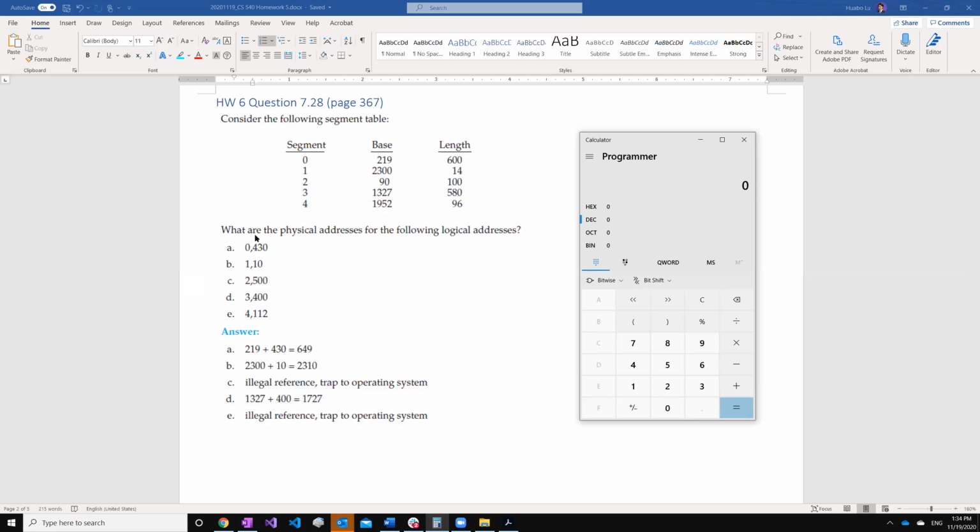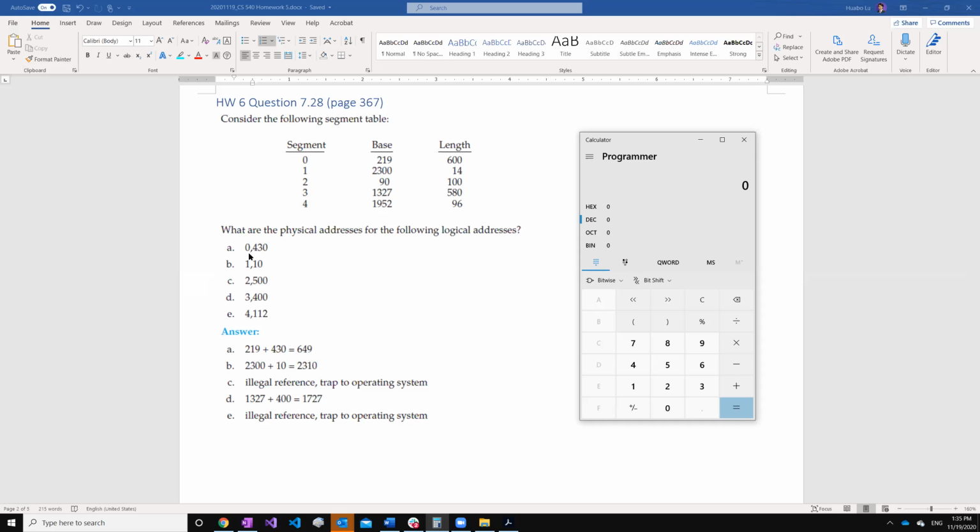So right here, let's see. What are the physical addresses for the following logical addresses? This is a question about the logical address to the physical address transformation, okay? Now you will read it, so it's represented like 0,430. Is that a number? No, it's not. This is the segment number 0. And about the offset, what is the offset? 430. Okay, so the offset is 430.